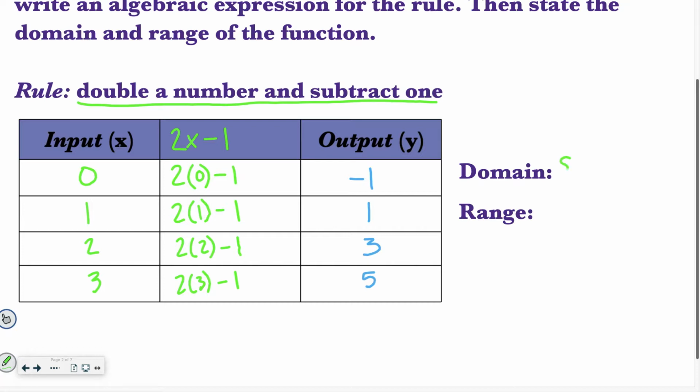Then for the domain, remember the domain is made up of your x values. So that would be 0, 1, 2, and 3. Or if you chose different numbers from me, whatever 4 numbers were in the first column. The range is the y values, or the output values. So in this case, that's negative 1, 1, 3, and 5. Yours might be different if you used a different input than I did. Okay? So that's everything that this question was asking: write a rule, make a table, identify the domain and range.